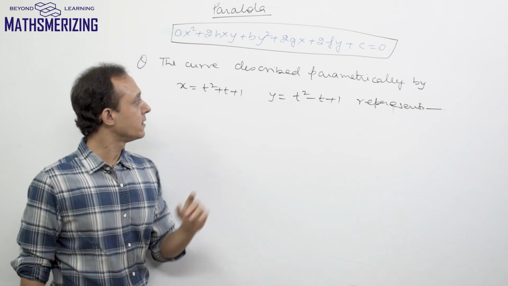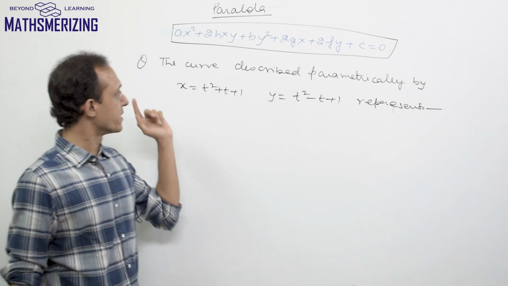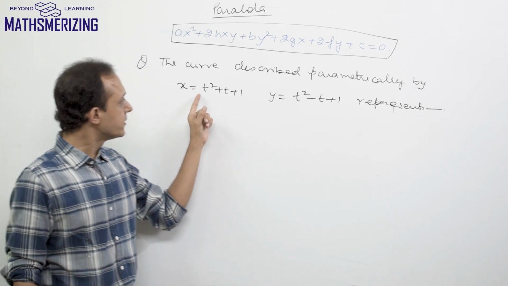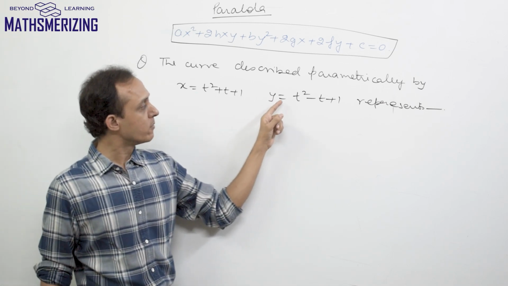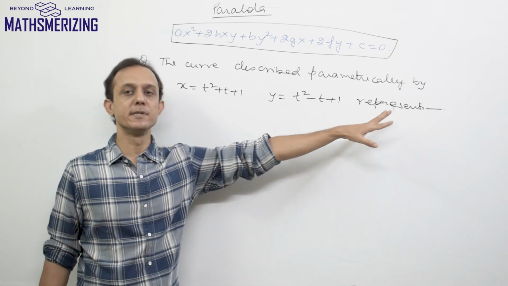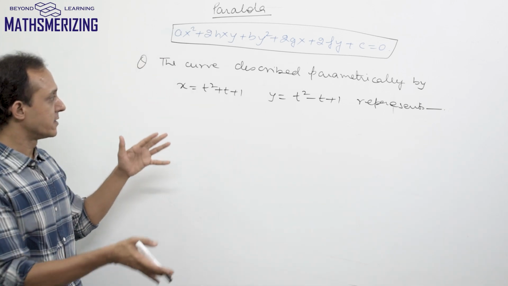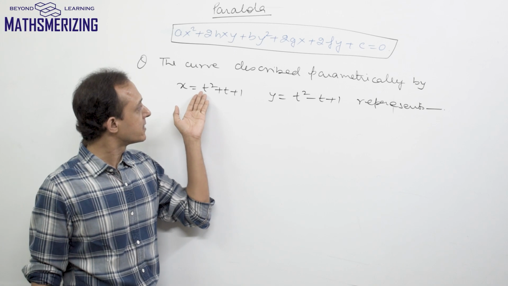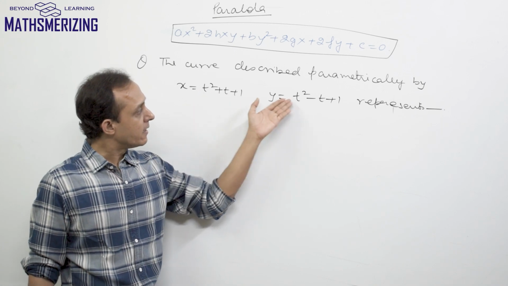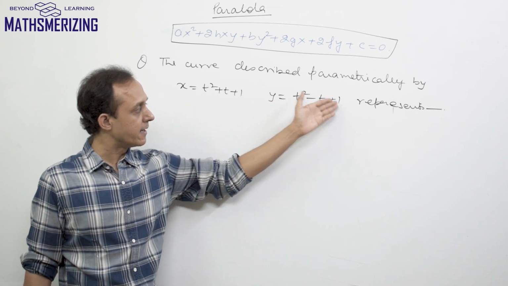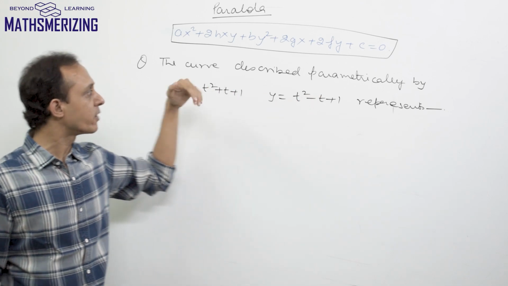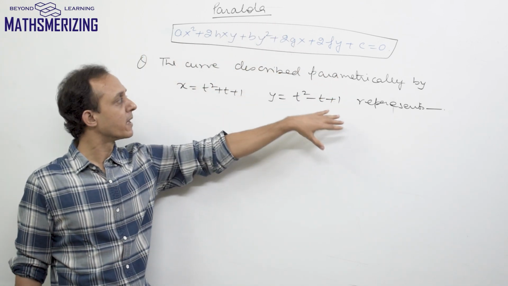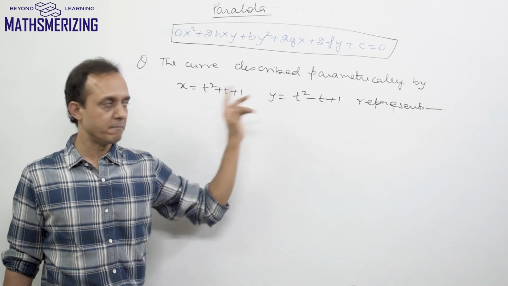Now we'll take another question, which was asked in IIT JEE. The question was: the curve described parametrically by x equals t square plus t plus 1 and y equals t square minus t plus 1 represents what? We have not studied parametric forms of a parabola, but we know that any equation of the form at square plus bt plus c and dt square plus et plus f will always represent a parabola. So without even solving, we know that this does represent a parabola. Since we have not studied parametric forms, we'll solve it by the general equation.